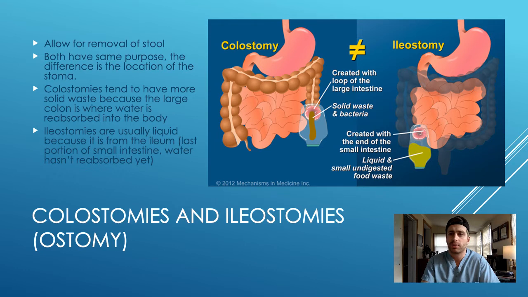So colostomies and ileostomies allow for the removal of stool. Both have the same purpose. It's just to remove stool from the GI tract. And the location is where the difference in name comes from. A colostomy tends to remove solid waste from the large colon, and the waste is more solid because water reabsorption occurs in the large colon. So you're going to see solid waste. In an ileostomy, you're going to see watery waste because it's in the small intestines before it gets to the large colon. And this is before water reabsorption back into the body.